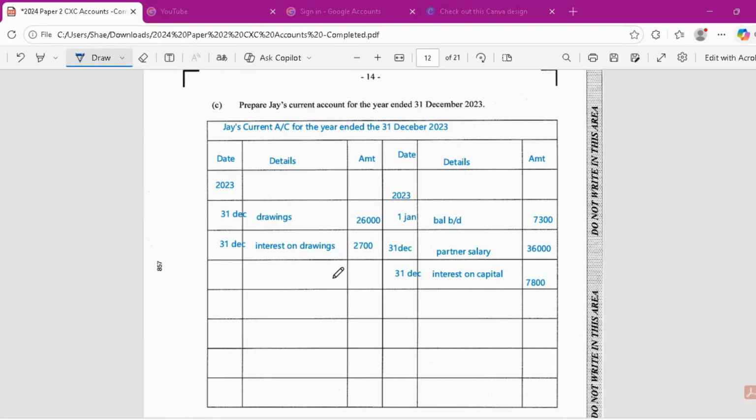So you're going to have to total both sides. 26,000 plus 2,700, that's 28,700. So that's 28,700. While on our credit side, we have 7,300, 7,800, and 36,000.